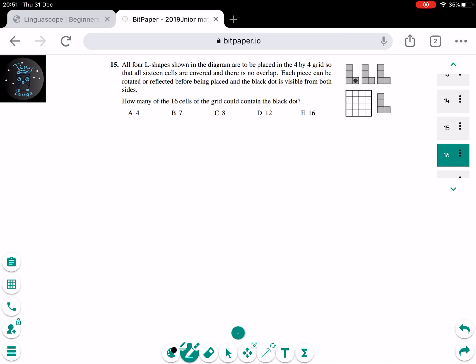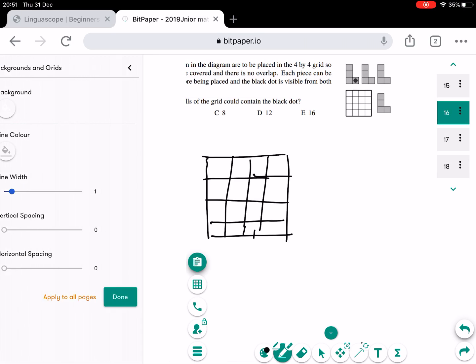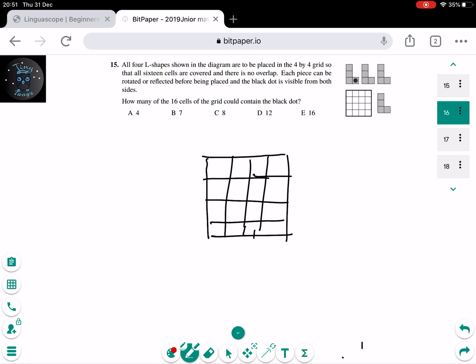D for question 14. For question 15, you have to think of splitting a 4 times 4 grid into 4 of those L-shaped pieces. So let me just draw a larger version. For example, we could split it into... the dot could be here. So that's a shape. That's a shape. And then that's a shape, and also that's a shape. So it could be here, and there. And also if you rotate it, it could be here, and here. And same with these pieces, if you rotate and flip them.